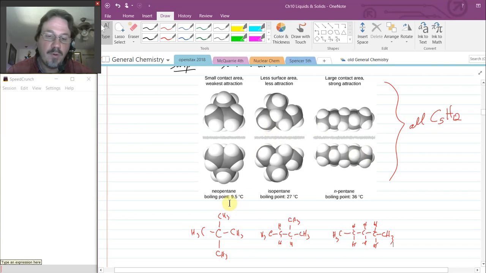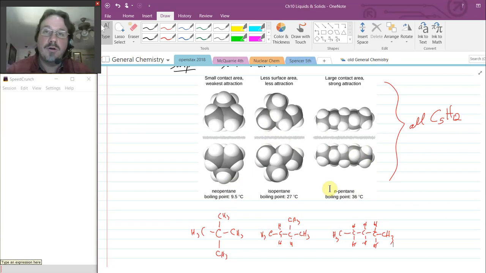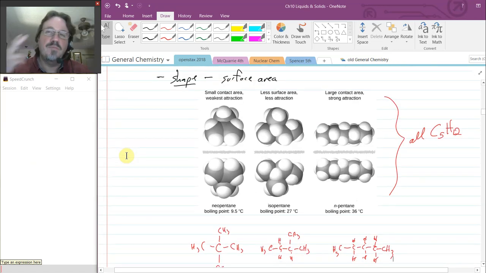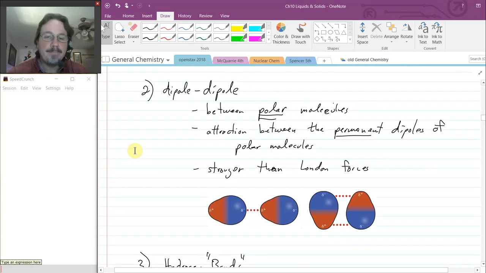And sure enough, look at the boiling points down at the bottom of this figure, 9.5, 27, 36. This one has the highest boiling point. That is to say, it takes the most energy to break those molecules apart. Why? Because there must be some stronger attraction between them. This one has more London dispersion forces, a stronger attraction, because it's got the surface area that allows for more interaction from one molecule to the other, where these, because of the shape, not as much. And these guys are right in the middle. All right, so the size and the shape are the 2 main things that are going to affect London dispersion forces. All right, that's the first of the 3.